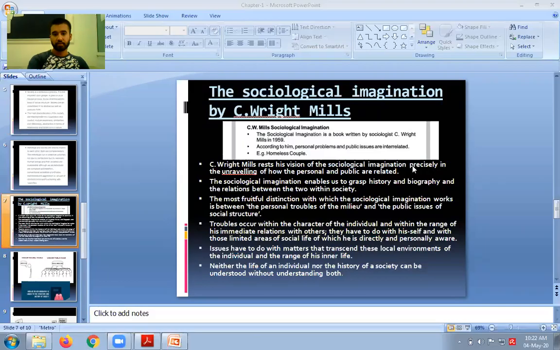Okay, so there is another line. The second point: the sociological imagination enables us to grasp history and biography and the relations between the two within society. Look, C. Wright Mills has given the example of homelessness, or unemployment. Suppose someone doesn't have shelter to live, or has the problem of unemployment, what does it mean?